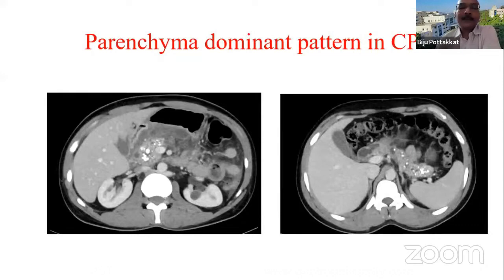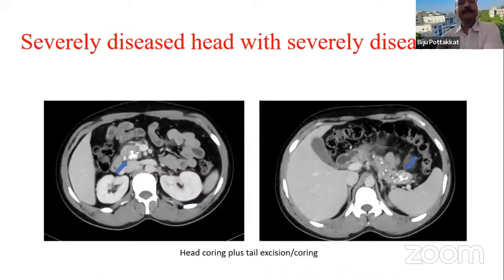And what we are discussing is the parenchymal dominant pattern, where stones are scattered everywhere, and here also head resection will help. At the same time, when you partially resect the head, the ducts should be open, and the duct will be visible in the head. You can extend it from the head to the tail. There is no need to identify the duct at the neck or the tail region before resecting the head.